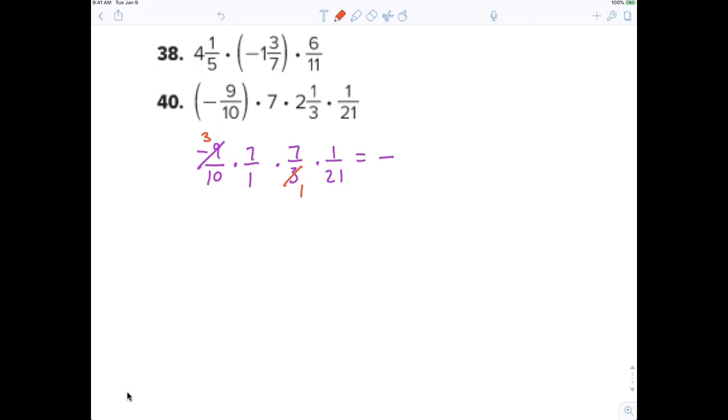3 to what? Yes, the 3 and the 21 can now reduce. So I cross out this 3, make it a 1, cross out the 21, and make it a what? Come on, boys. I'm expecting you guys to be able to sit without making noises.